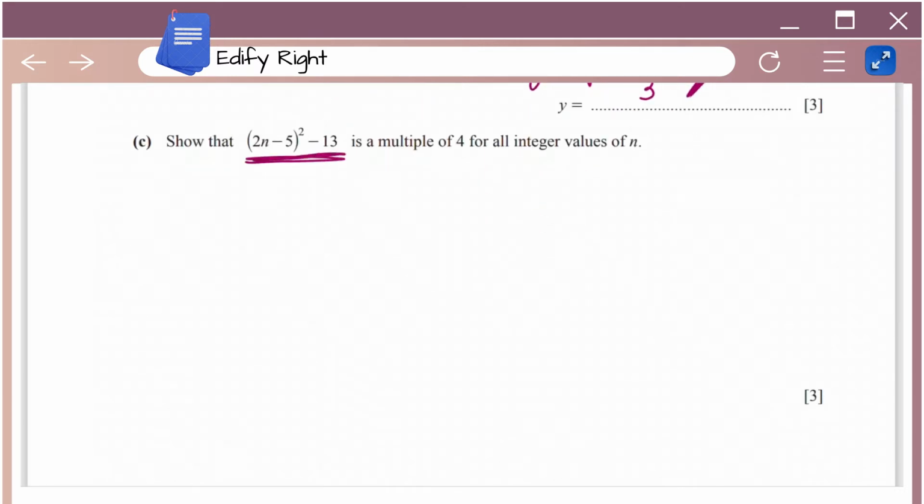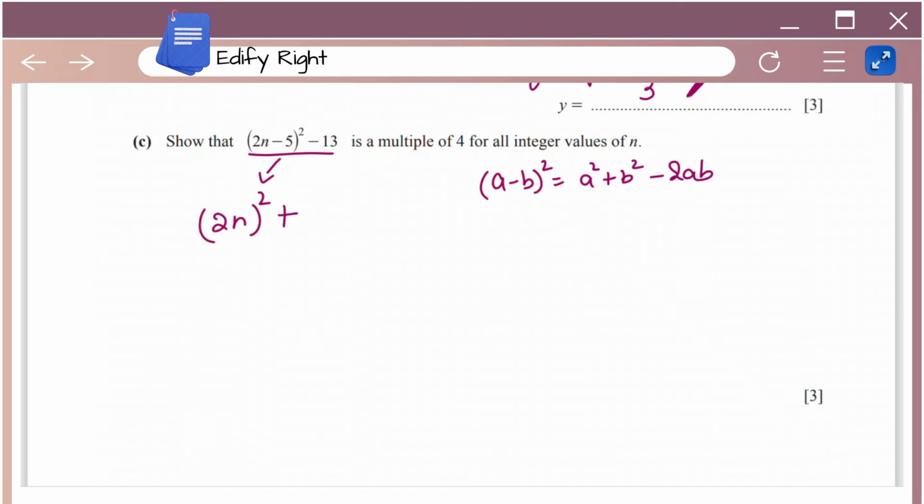Next we have: show that (2n minus 5) whole square minus 13 is a multiple of 4 for all integer values of n. So let's start with this expression over here. Let me just open the brackets first. This is basically in the form of (a minus b) whole square, so this is a square plus b square minus 2ab. So I'm going to do just that. So that would be (2n) square plus 5 square minus 2 times 2n into 5, and then we have 13 over here, minus 13.